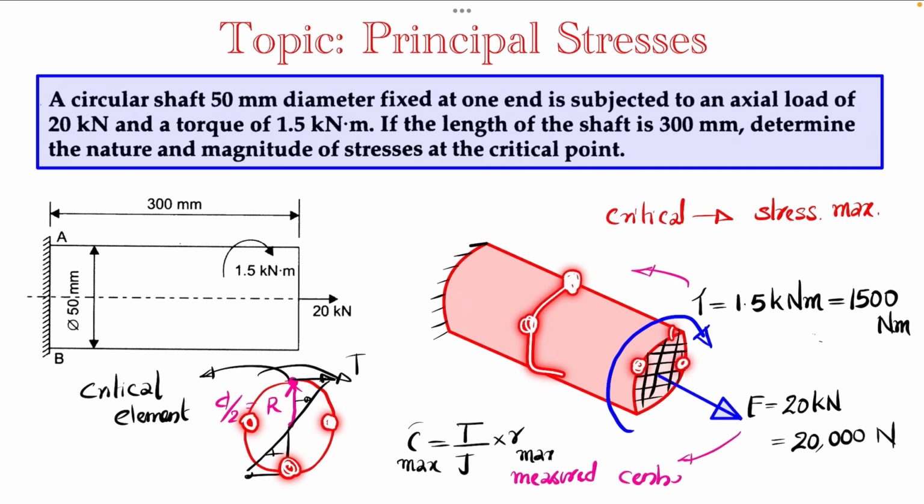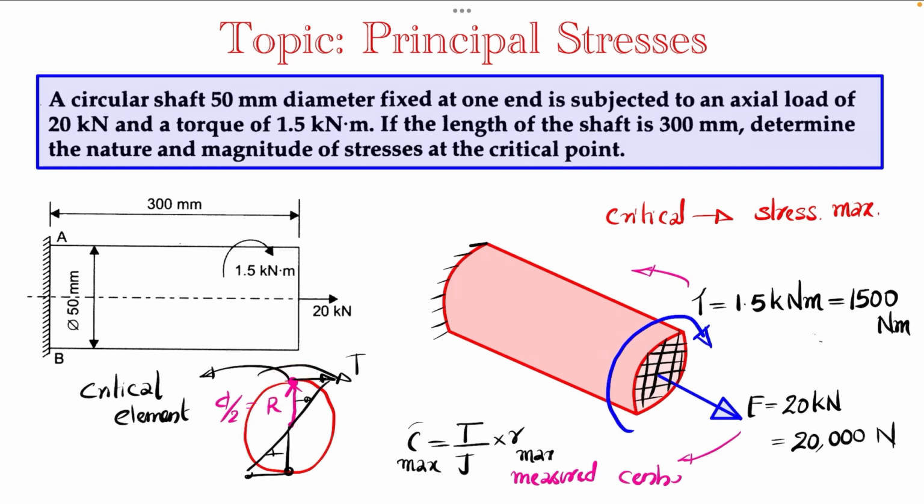Here also, because the effect of sigma will be the same or uniform, but tau will be maximum only at this outer surface. If you take this point, the radial variable is less, so the effect of shear will be minimum. Anyway, the critical point is this one.